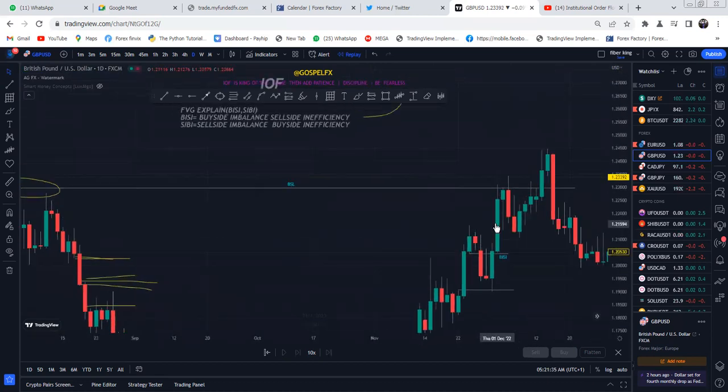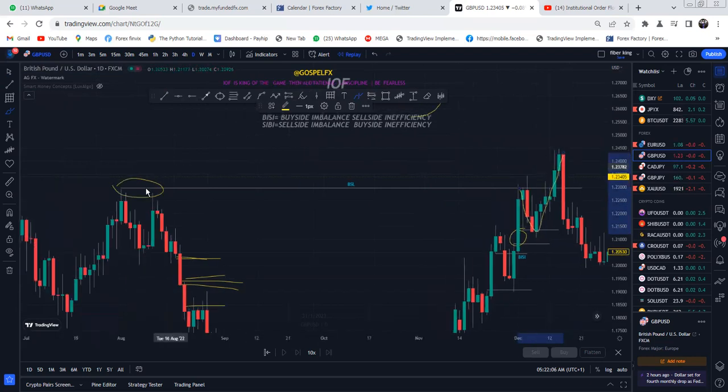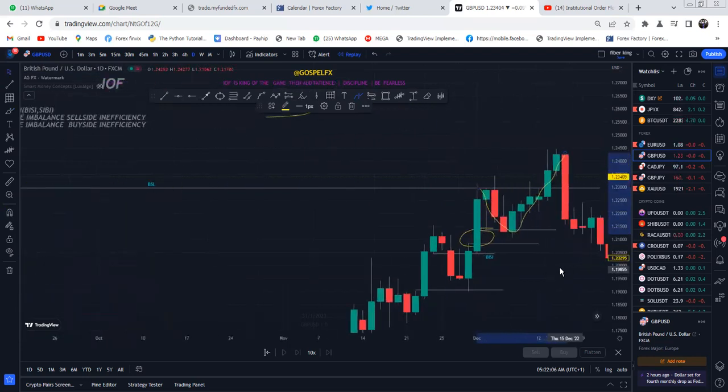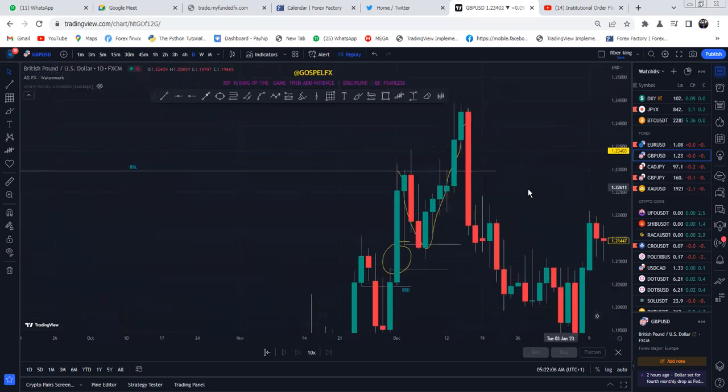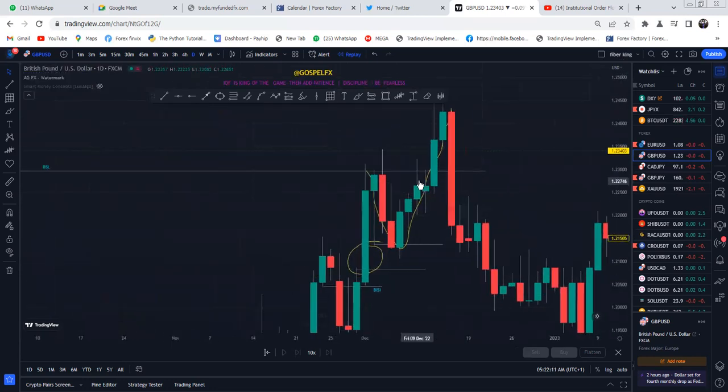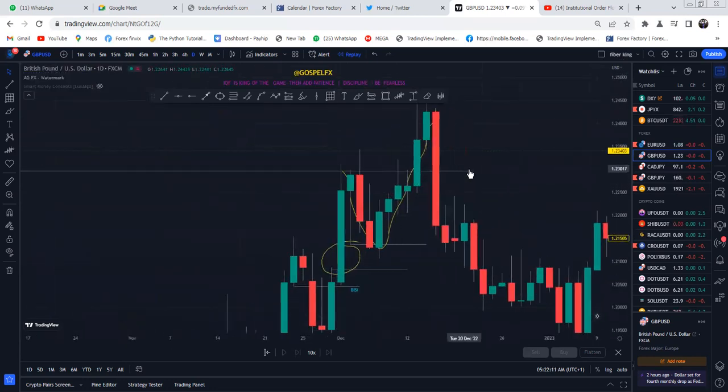Now it went up again. We see another inefficiency here. Price created another inefficiency, the low of this candle and then the high of this previous candle. Now you will notice that here again, this area was not balanced, right? So price came back to it, balanced it, and then went for the buy side liquidity. Now, when it went for the buy side liquidity, what happened? The reason why price was bullish for that moment was accomplished.